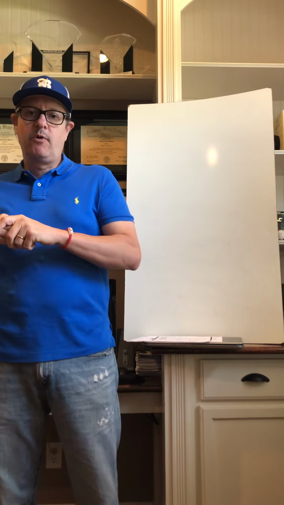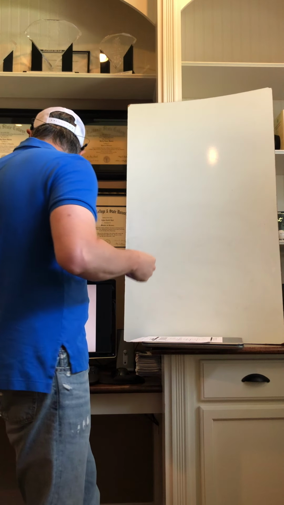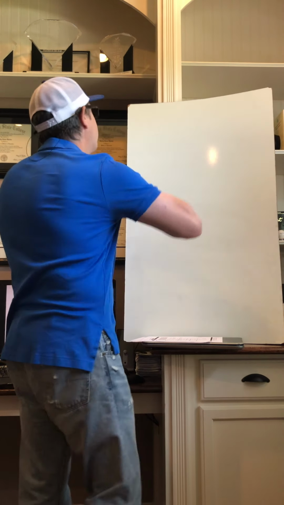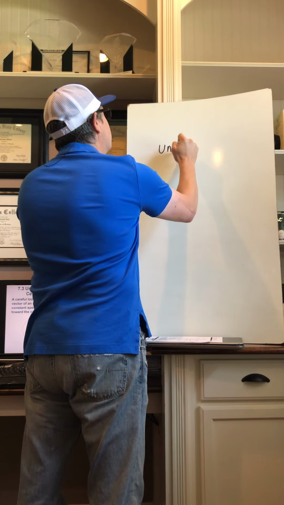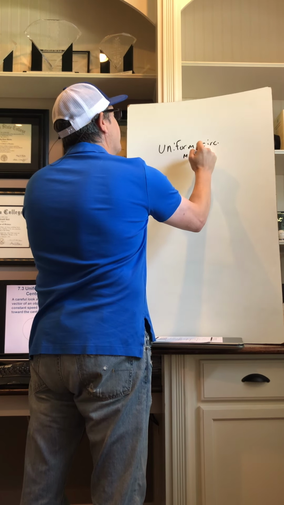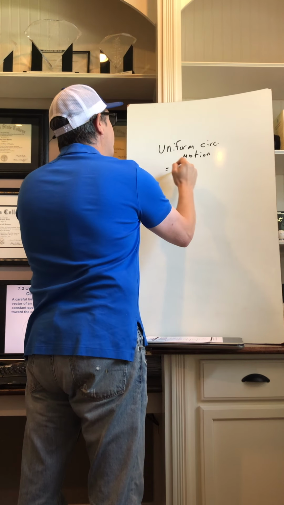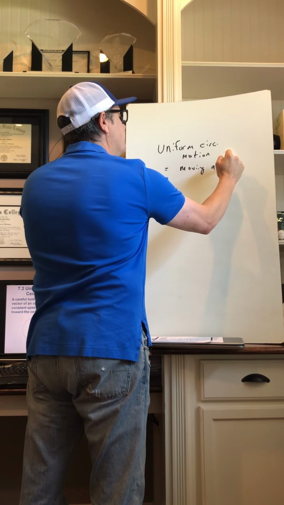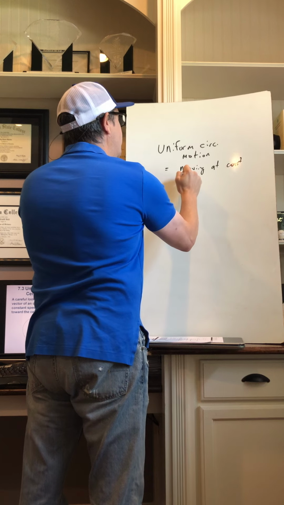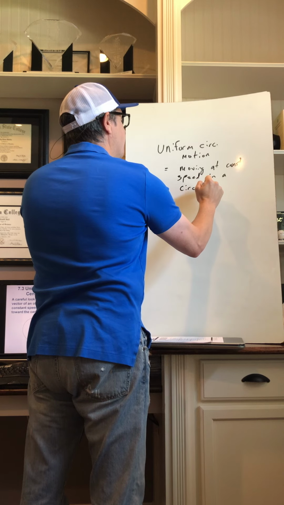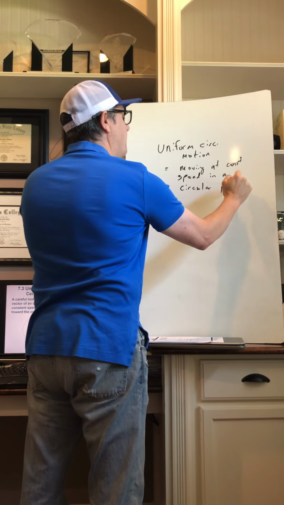So first thing I need to identify is what does it mean if an object is in uniform circular motion. So let me write that down. Uniform circular motion. Uniform circular motion means an object is moving at a constant speed in a circular path.